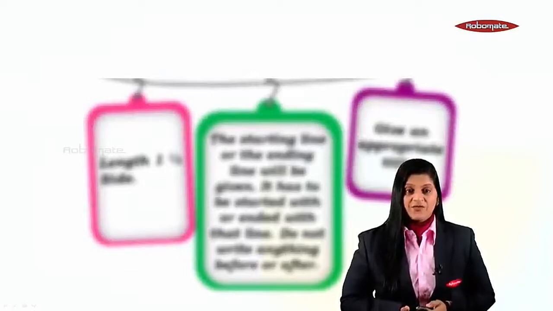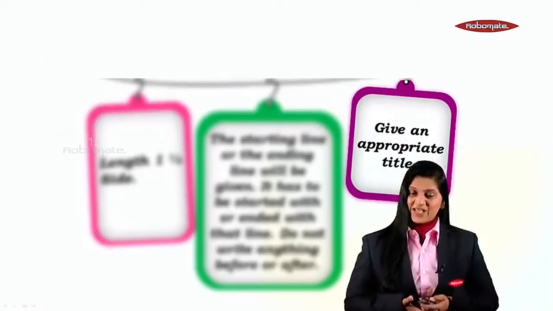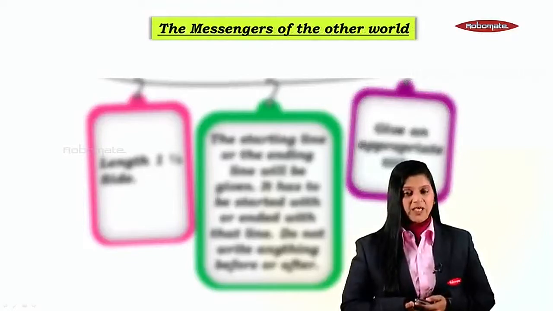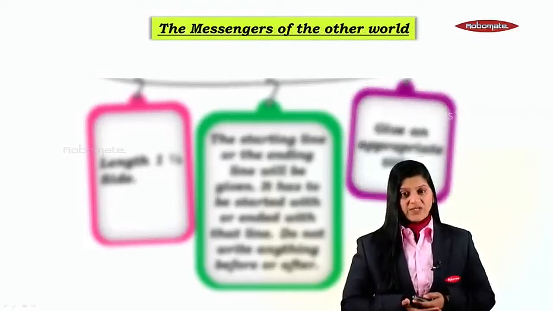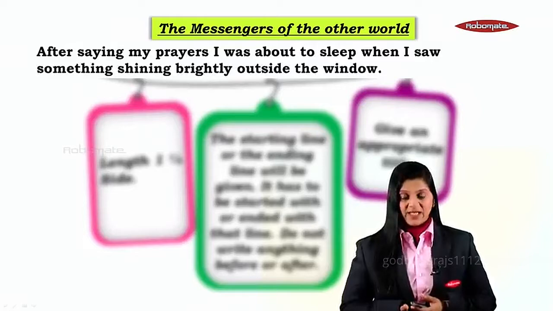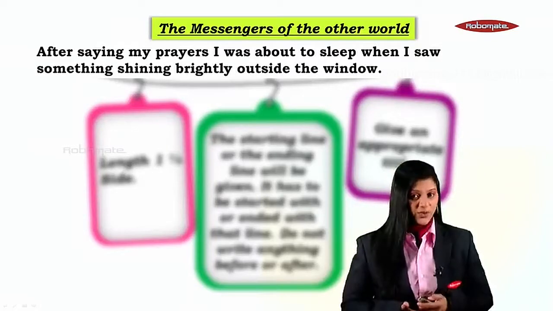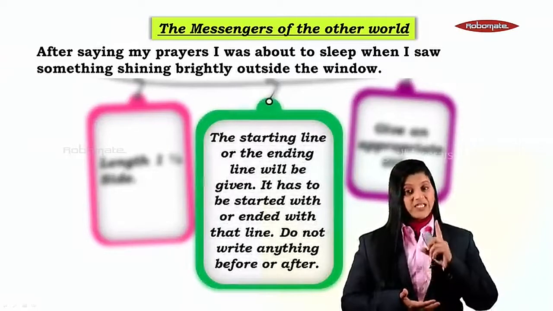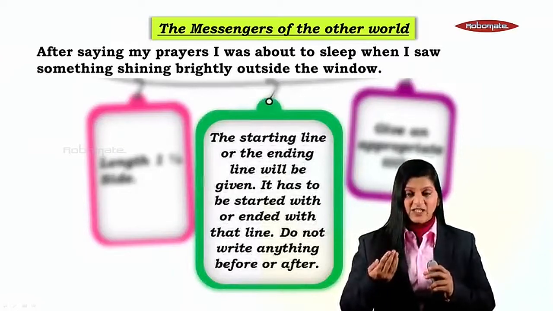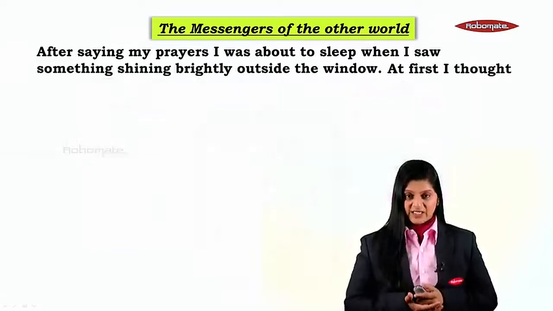First of all, the most important thing that you will have to do is give an appropriate title. So let's give a title to our story, The Messengers of the Other World. Now, do you remember you were given the first line of the story, that is, after saying my prayers I was about to sleep when, and we had decided to continue the line as I saw something shining brightly outside the window. Do you observe over here, in the format I had mentioned, you should never write anything before the given line, only complete it, do not change it, do not modify it. So we have done that here.